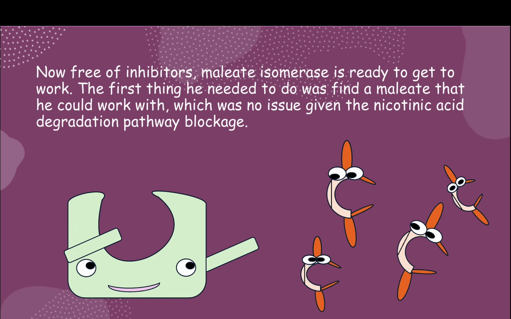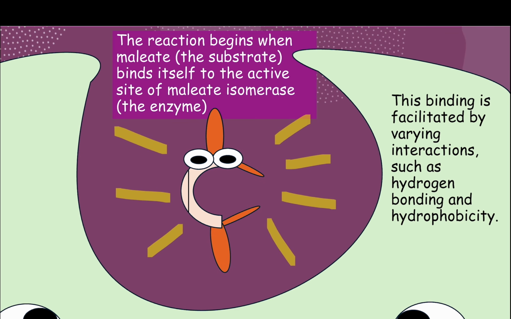Now free of inhibitors, malleate isomerase is ready to get to work. The first thing he needed to do was find a malleate that he could work with, which was no issue given the nicotinic acid degradation pathway blockage. The reaction begins when malleate, our substrate, binds itself to the active site of malleate isomerase, our enzyme. This binding is facilitated by varying interactions such as hydrogen bonding and hydrophobicity.